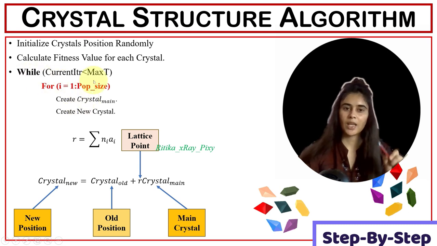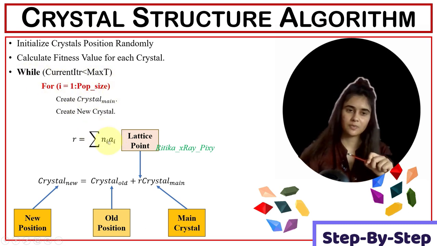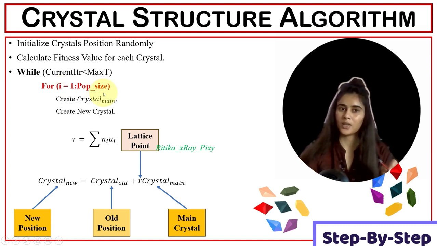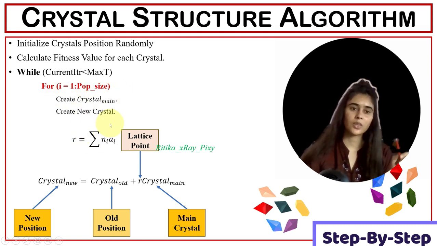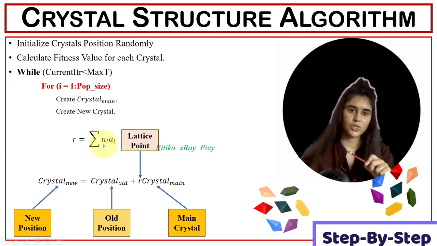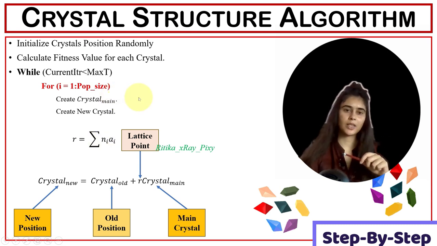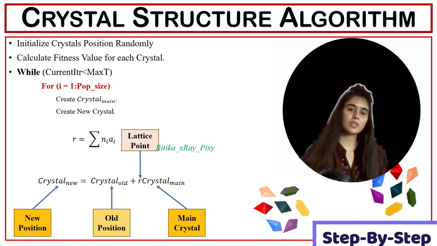Next, the main loop for this algorithm starts here. For each agent, that is i from 1 to the population size. Here we consider the population size is 100, so the value for i is 1 to 100. Now for each crystal, we will update their position. Right now we have the virtual environment and virtual crystals. As per the crystallography concept, we will consider the crystal at the corner as the main crystal. So create the main crystal, and then we will create a new crystal.